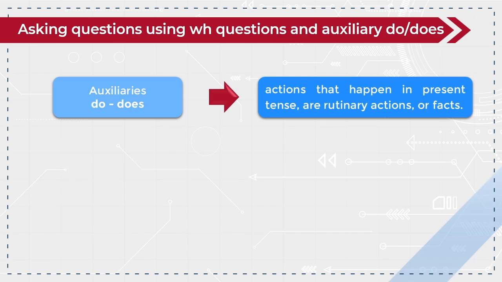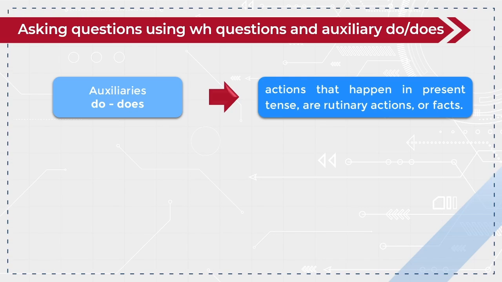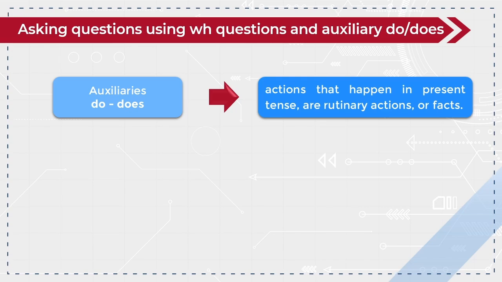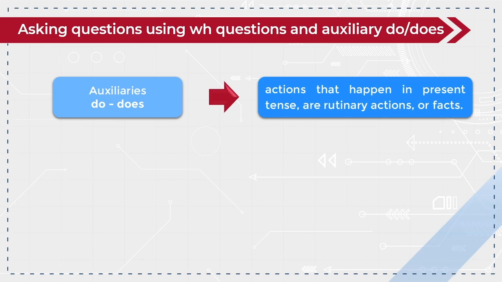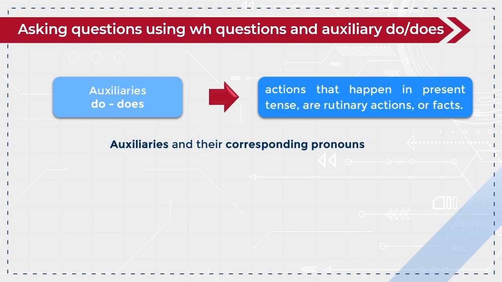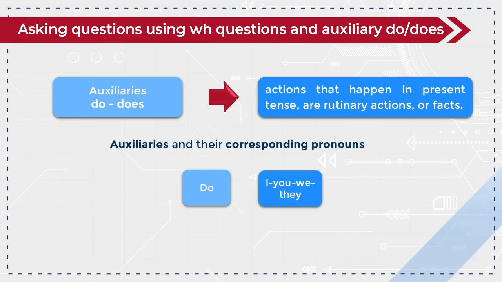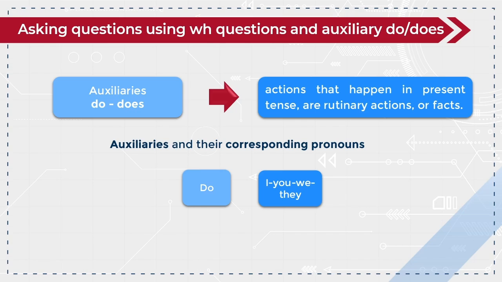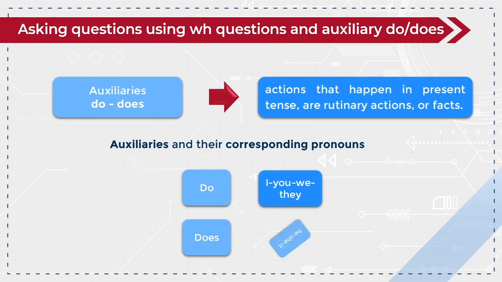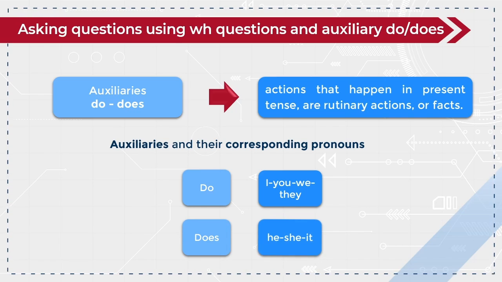Therefore, the actions that you refer to happen in present tense. They are routinary actions or facts. 2. The auxiliaries are used according to the subject. We use do with I, you, we, and they. We use does with he, she, and it.